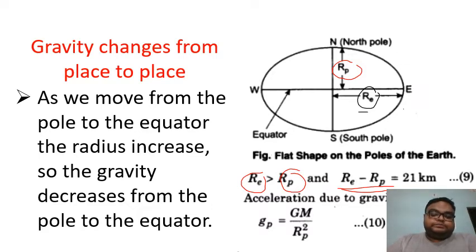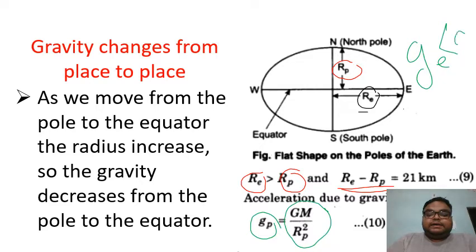Okay. Now we will see why this is happening. Gravity at the poles will be equal to GM by r squared at the poles. And similarly, the gravity at the equator will be GM by r equator squared. Since this distance re is more than rp, gravity at the equator will be less than the gravity at the poles, right students?